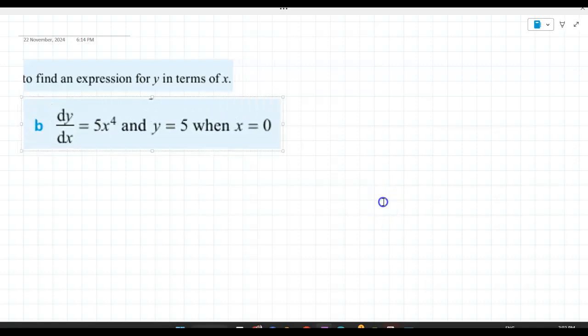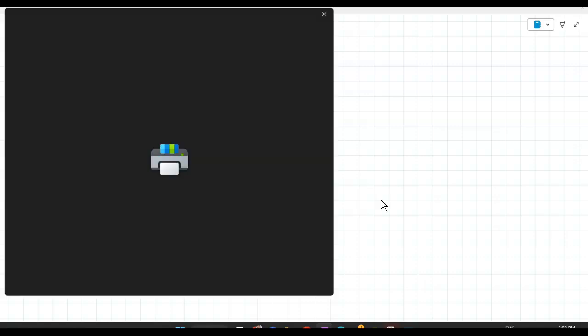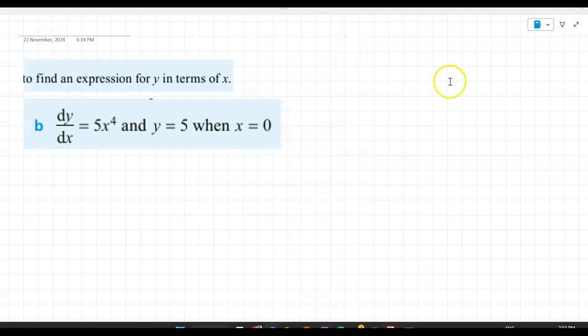So again, do this. This is quite simple. So you could have got y is equal to x raised to 5 plus 5. I'm not doing it because you have to put x as 0. You put x as 0, plus c. Don't forget the plus c. So c is 5 basically.